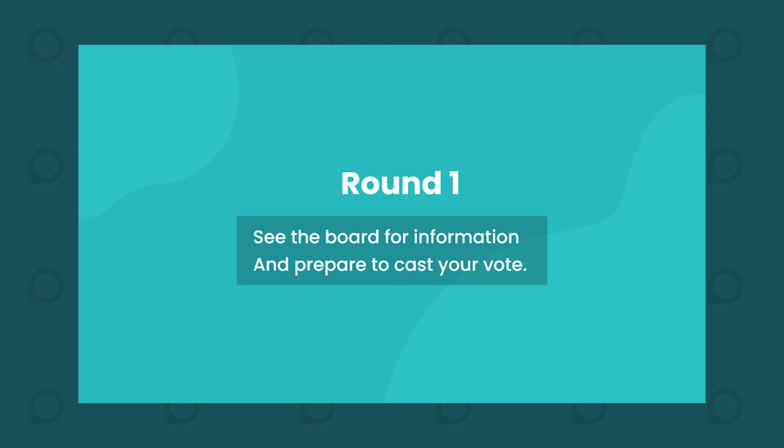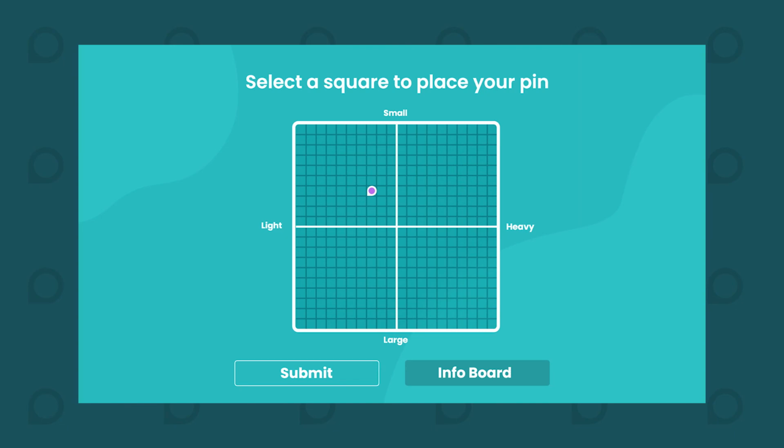Then, when the game starts, they'll see this screen, which prompts them to look up at the board to see the sentence information that's being provided. After the students have had a chance to read the round information, they then need to vote. This is what that screen looks like.